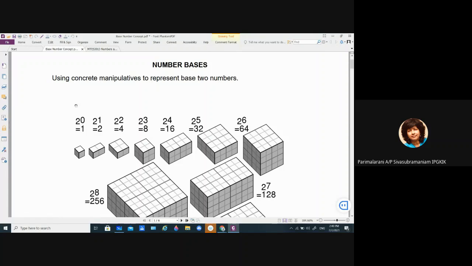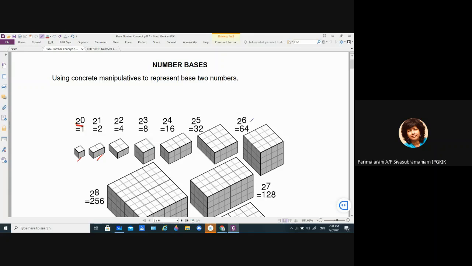It is 2 to the power of 0. 2 to the power of 0 is actually 1, which is 1 cube. 2 to the power of 1 represents two cubes. 2 to the power of 2 is 2 of 2, so 2 twos, it's 4. 2 to the power of 3, we have 2 fours here, is 8. 2 to the power of 4 is 16, and so on. So these concretely represent base 2 numbers.